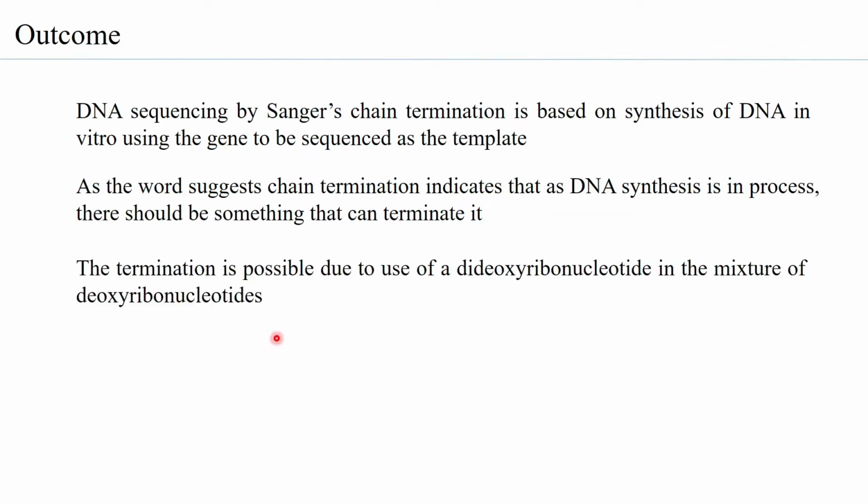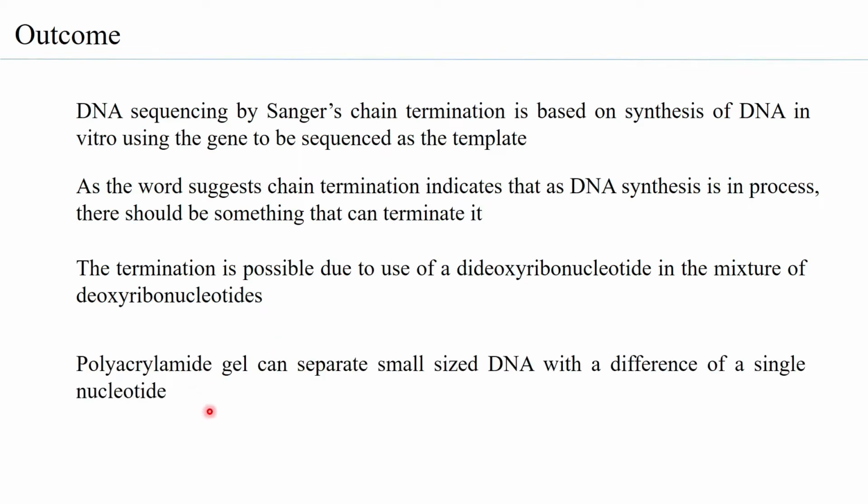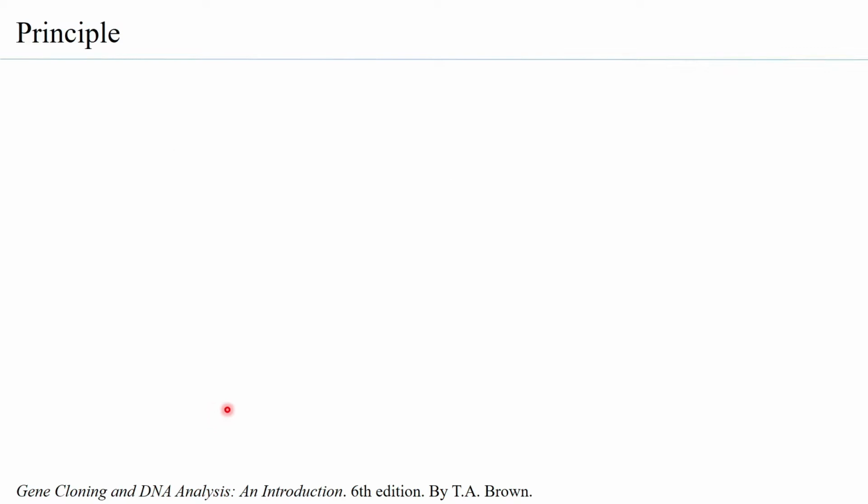The termination is possible due to use of a special nucleotide, and that is what is called a dideoxyribonucleotide, which is added in the mixture of normal deoxyribonucleotides. Polyacrylamide gel can separate small sized DNA with a difference of just a single nucleotide, and that becomes the essence of this technique. So let us understand the principle and the strategies that have been taken by Frederick Sanger to have this method developed.